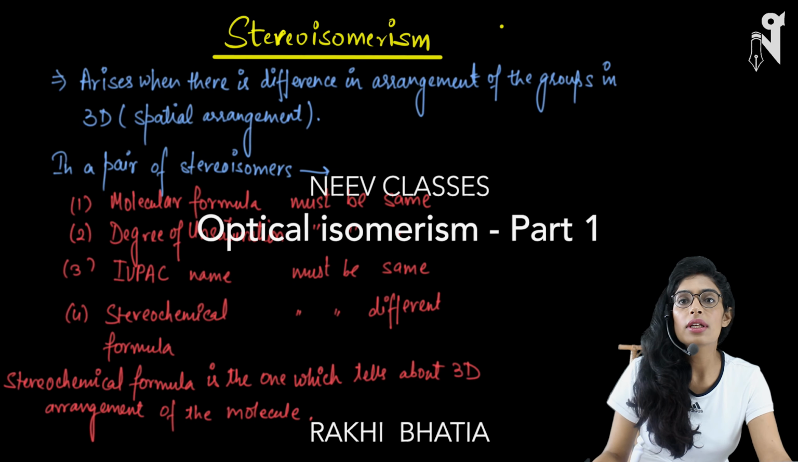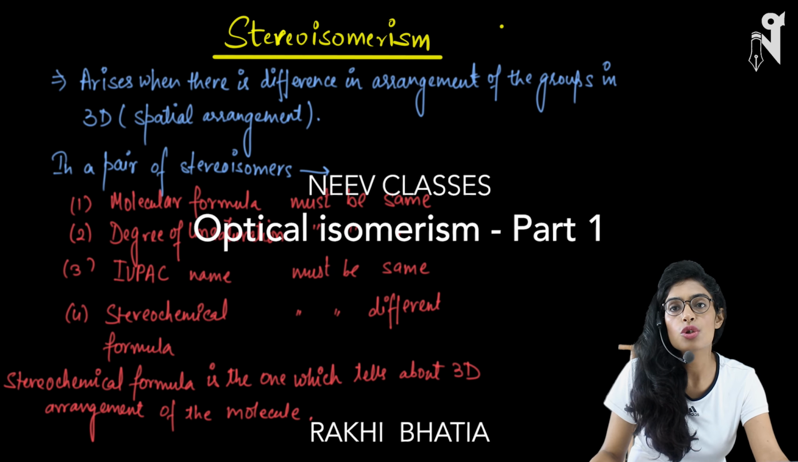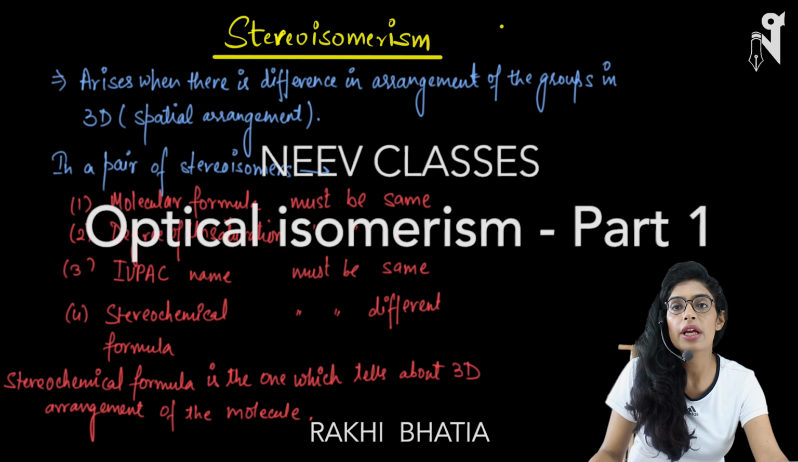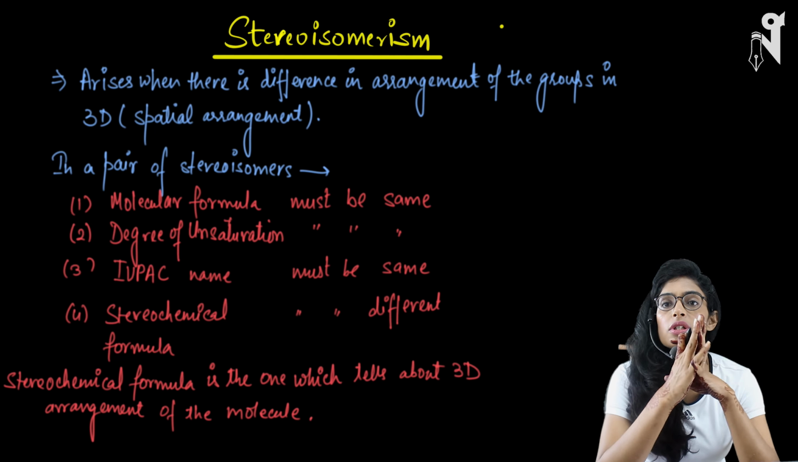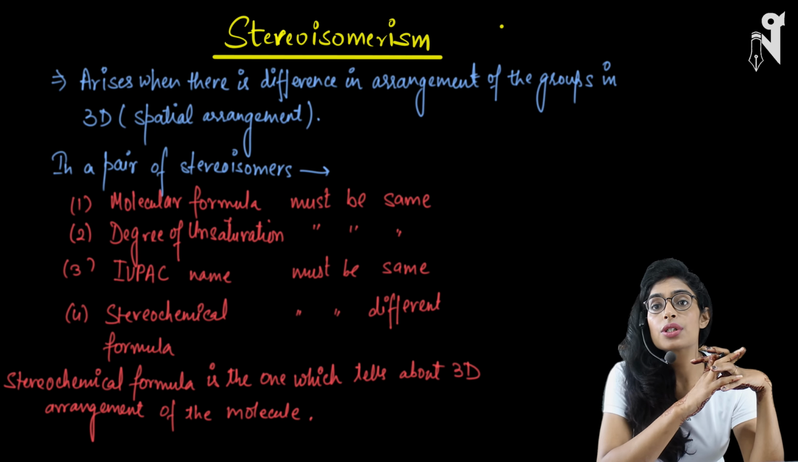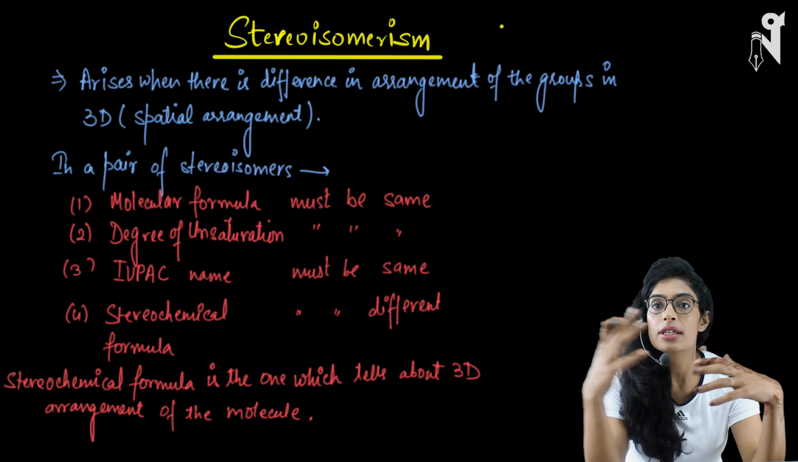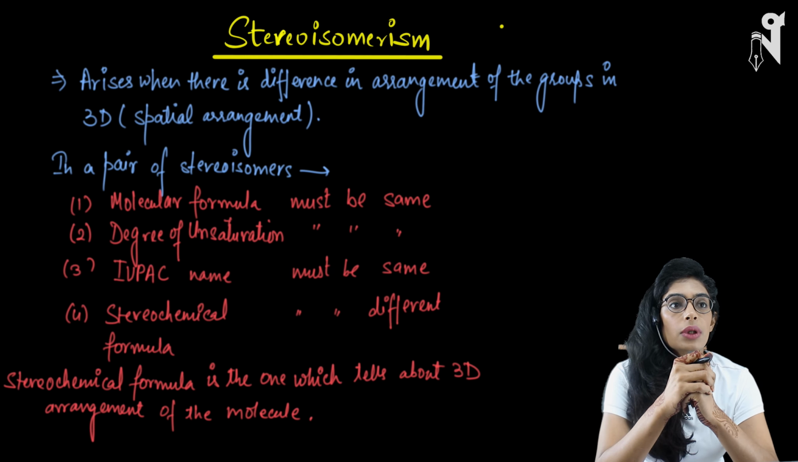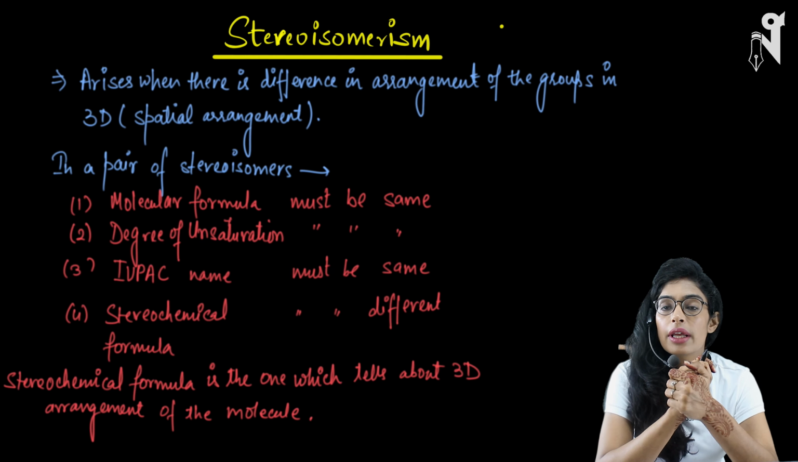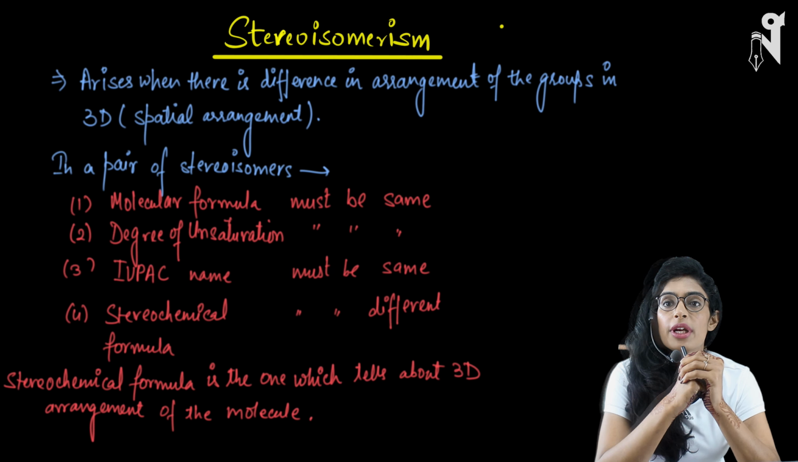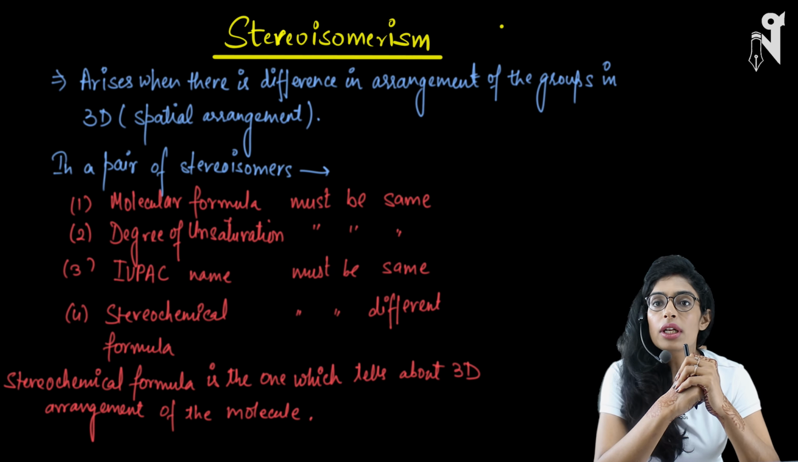Hello guys, so in the last class we had finished geometrical isomerism, and I had explained what stereoisomerism is, how geometrical isomerism works, what the conditions are, and what the different cases are. We understood what chiral centers are. So all this information we've already done in geometrical isomerism.